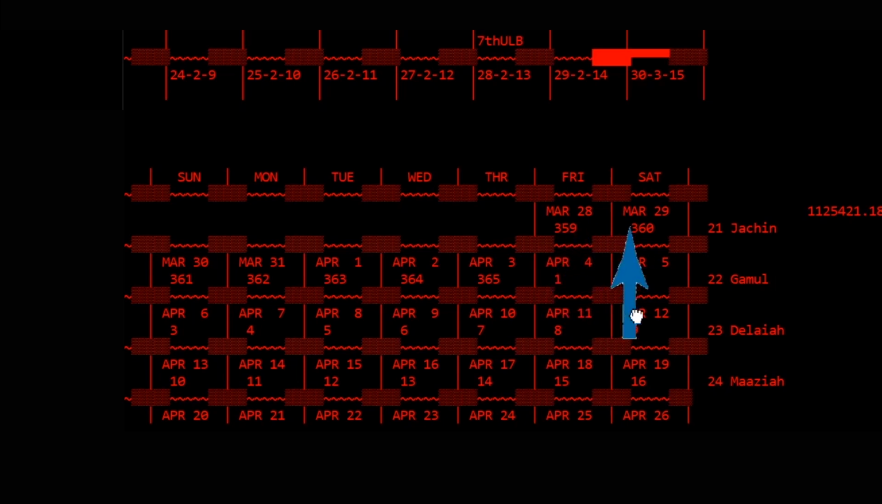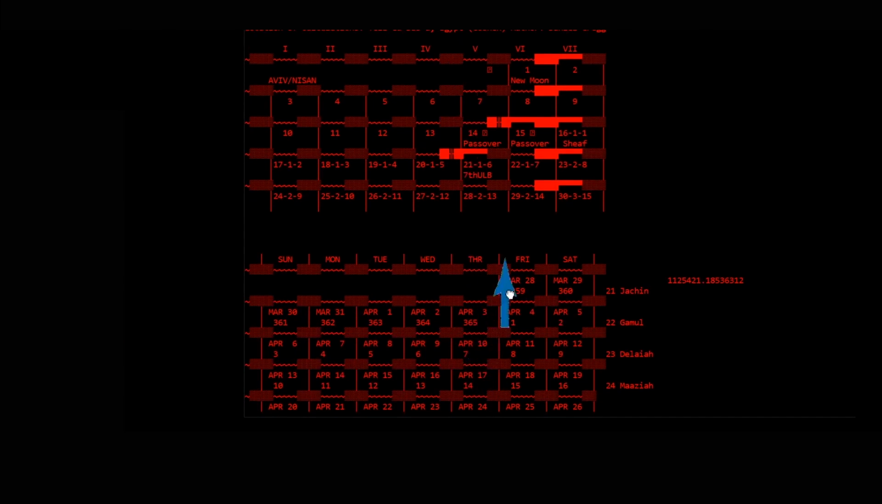So we have 359, 360, 361, up to 365 days in the year. So we see that if we correlate these two calendars here, that the annual Passover Sabbath here, 1, 2, 3, was on April 11th, or the 8th day of the new solar year here.